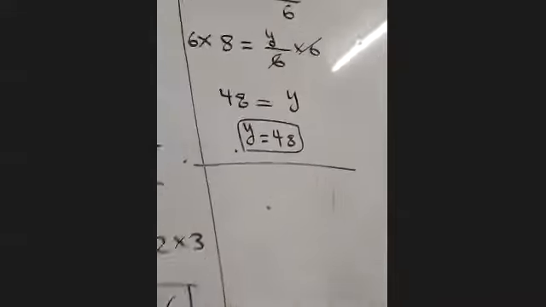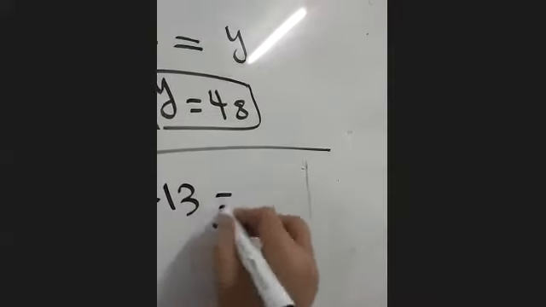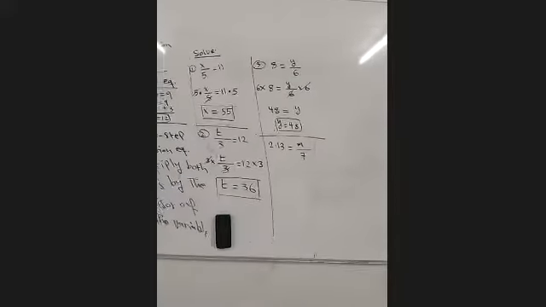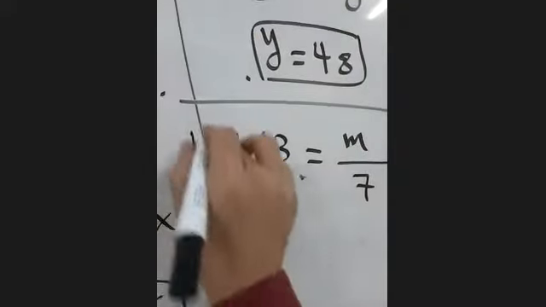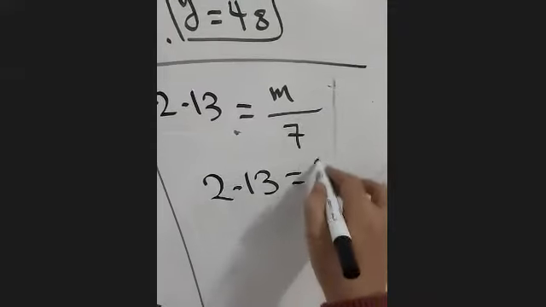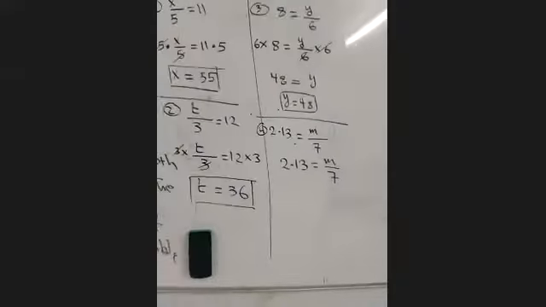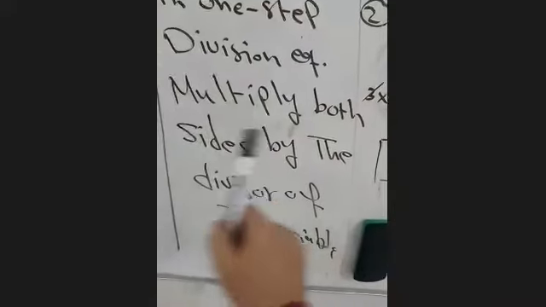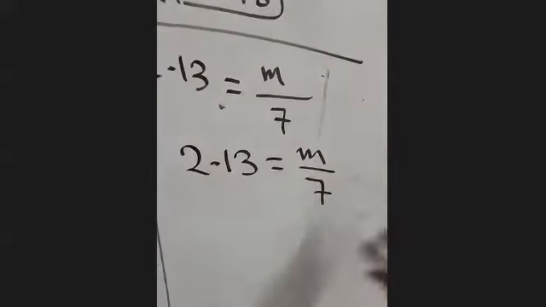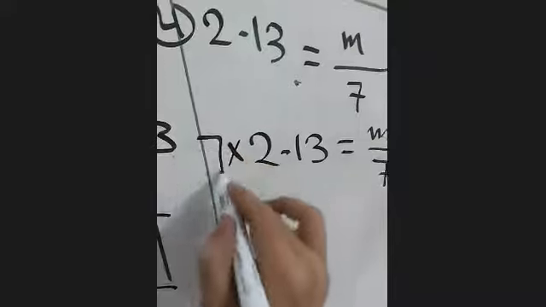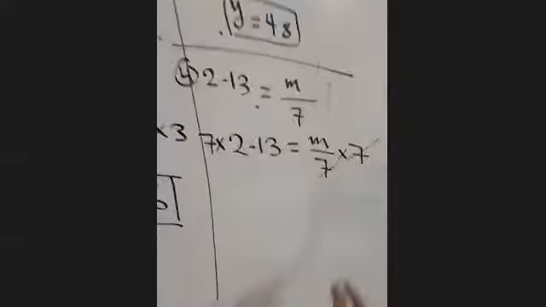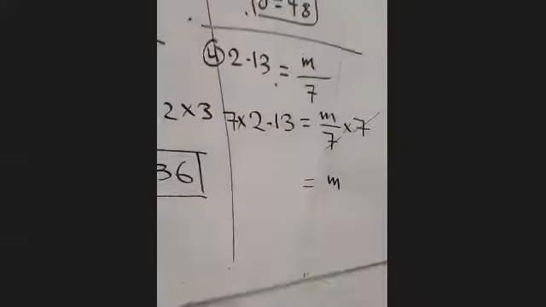Another example, if we have, for example, 2.13 equals n over 7. First step, rewrite the equation, 2.13 equals n over 7. Read, in one step division equation, multiply both sides by the divisor of the variable. The divisor is 7 for the variable, so I'll multiply both sides by 7. Now 7 is gone with the 7, it's still n. Equal comes down.